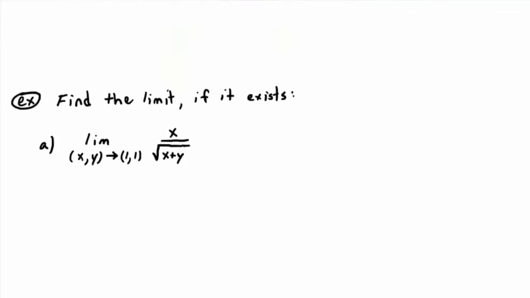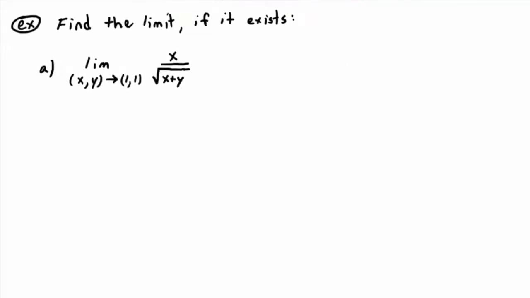We learned that in Calculus 1. Okay, finally, you're going to see some homework problems like this as well. Find the limit if it exists. The limit as (x, y) approaches (1, 1) of x divided by the square root of x plus y. How do we evaluate that?